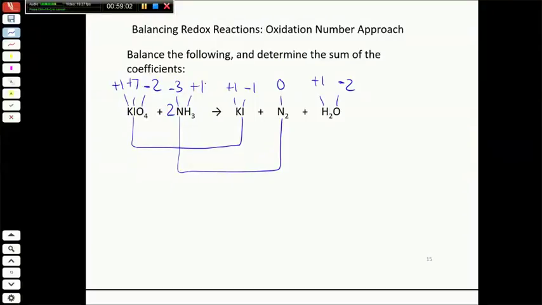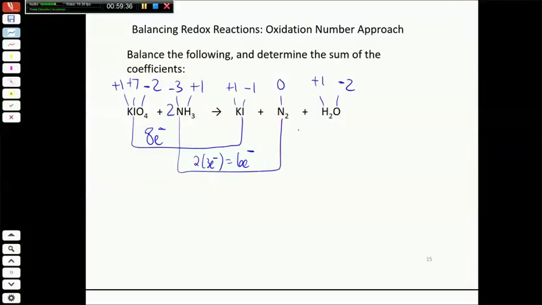So if that's the case, we have 2 nitrogens each changing by 3 electrons, going from -3 to 0, a difference of 3, which means this is a 6 electron process in total, and we have 2 NH3s going to N2. And then for iodine, we don't have to add any coefficients, but we see that the oxidation number changes from +7 to -1. That's a difference of 8, so there's going to be 8 electrons there. So we have 8 electrons in one part of our redox reaction. We have 6 electrons involved in the other.